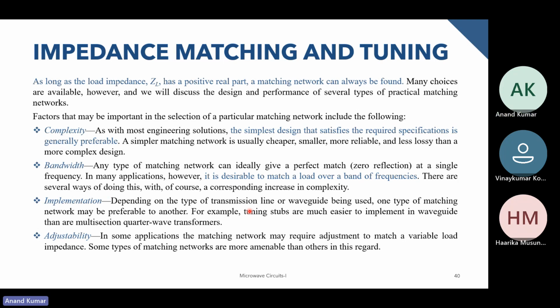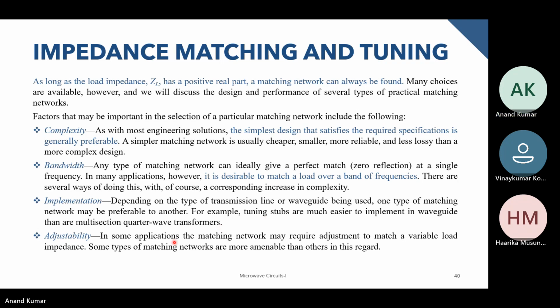Now, implementation. For example, you want to match a 100 ohm to a 50 ohm. It can be done in a number of ways. For example, you can use a quarter wave transformer. You can use a double stub. You can use a single stub. On a PCB, it is much easier to make a single stub or a double stub, which is an open circuit instead of a short circuit. So there are a number of ways we can do it, and sometimes one method is easier to implement than the other.